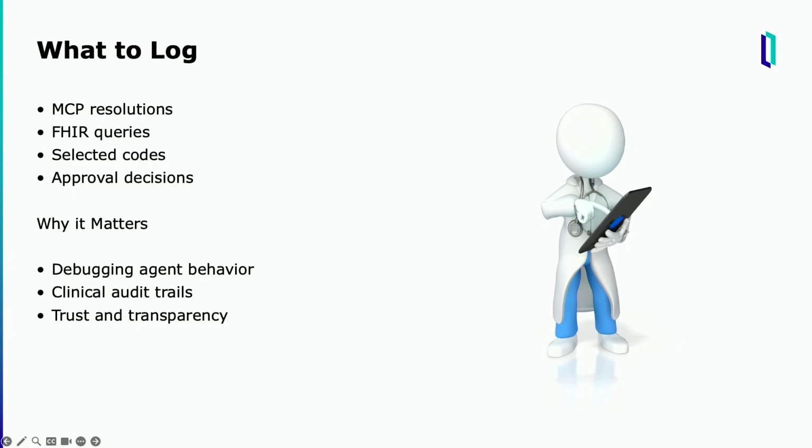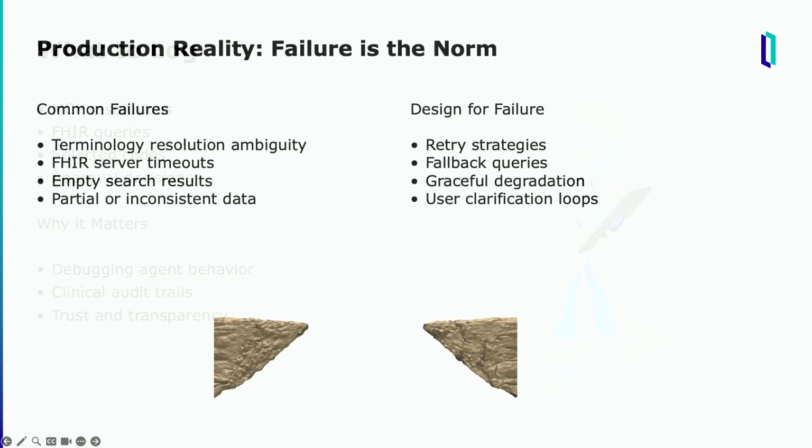Observability is not optional in healthcare AI. At a minimum, you want to log terminology resolutions, FHIR queries, selected codes, and approval decisions. If the system produces a questionable result, those logs will help you reconstruct what happened. They're essential for debugging, auditing, and trust.